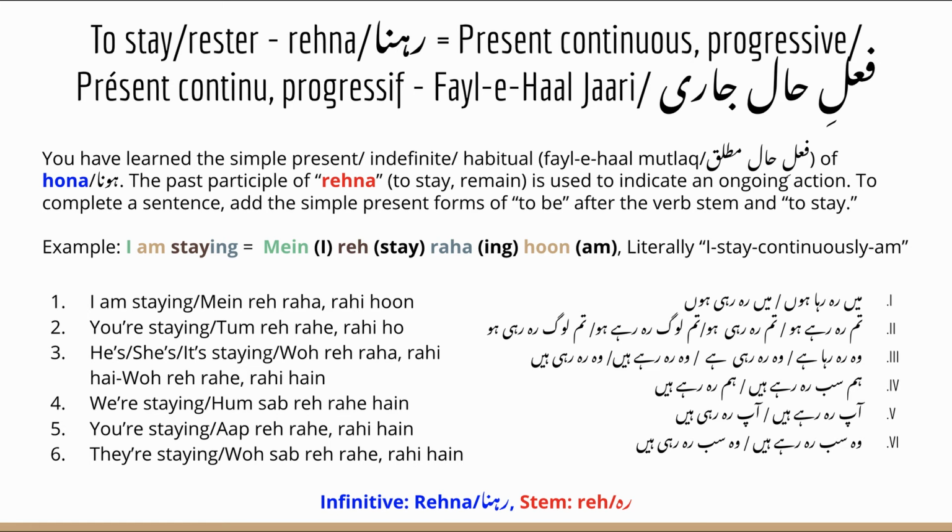So here are the 6 forms. मैं रह रहा हूँ, मैं रह रही हूँ, for male and female. तुम रह रहे हो, तुम रह रही हो, for male and female.